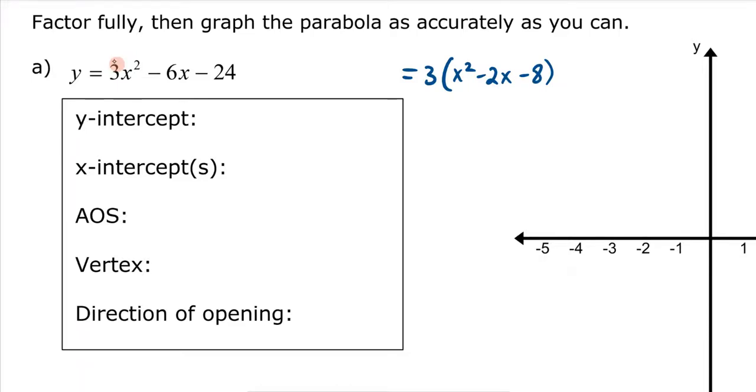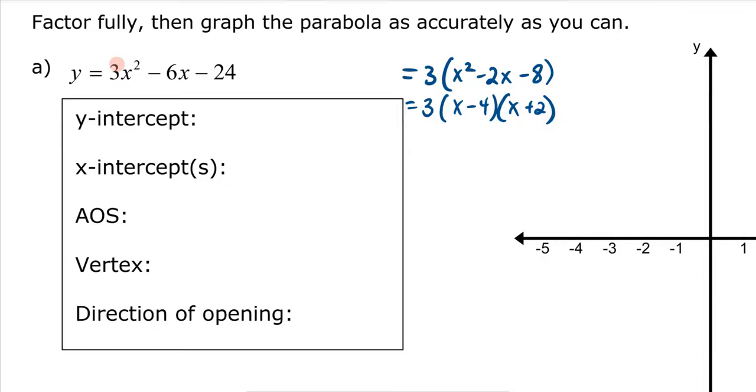Product sum. What are two numbers that multiply to give you negative 8 and add up to negative 2? Well, it turns out those numbers are negative 4 and positive 2. So 3 times x minus 4, and then x plus 2. If you're not sure, expand and you can check.